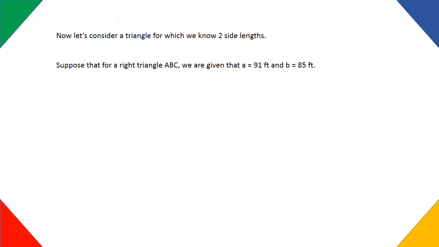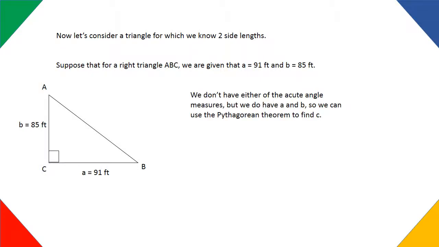Suppose that for a right triangle ABC, we are given that A is 91 feet and B is 85 feet. So I drew my triangle and labeled it here. Now I don't have either of these acute angles, but I do know B and A, so I can find C just with the Pythagorean theorem.